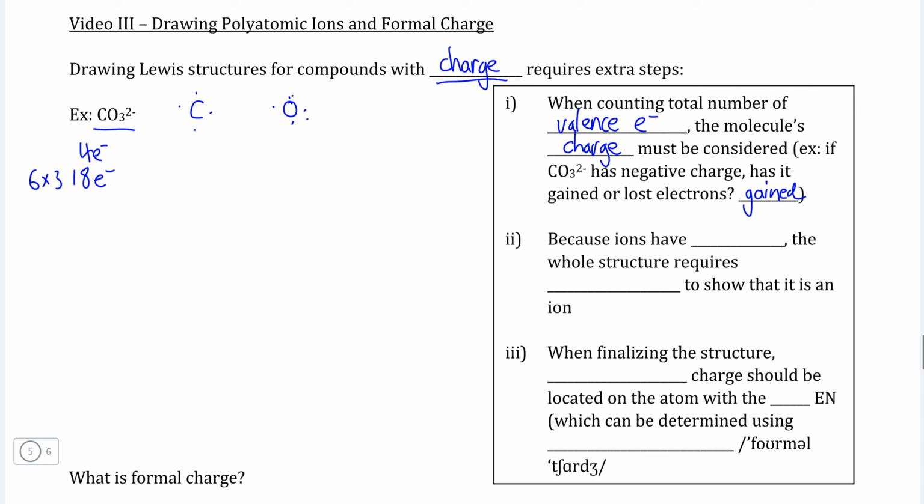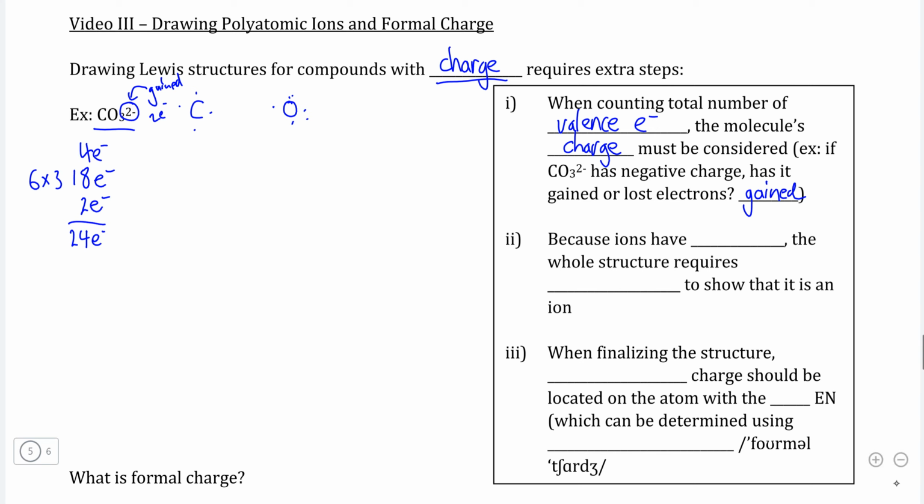Now here is the first major difference. Carbonate is a polyatomic ion that has a -2 charge, meaning that it has gained 2 electrons, which we need to incorporate into the total number of electrons, otherwise our structure would not be accurate. So 4 plus 2 is 6, plus 18 brings us to a total of 24 electrons that we can use.